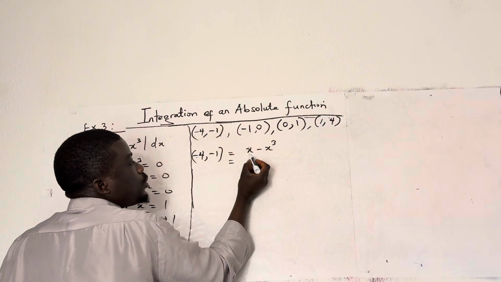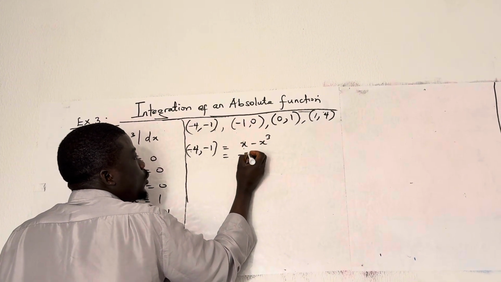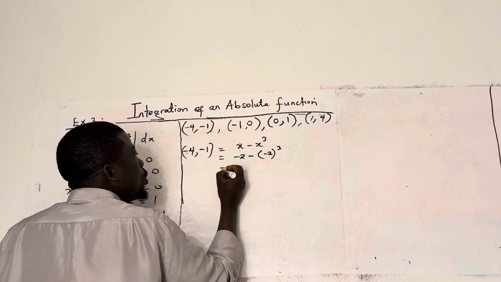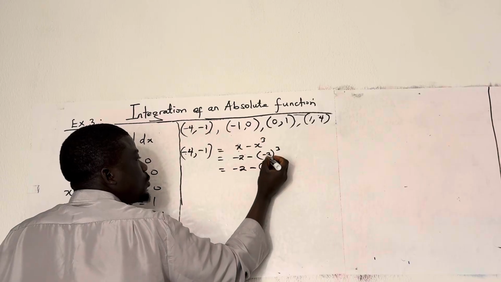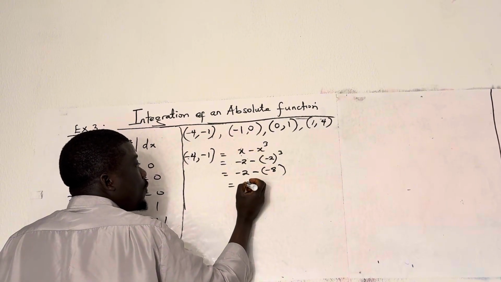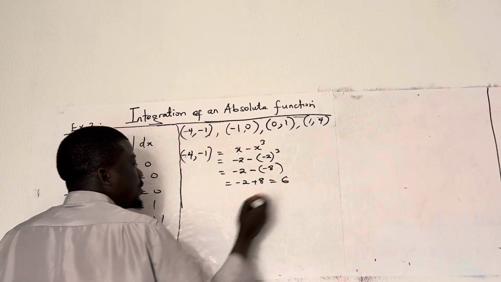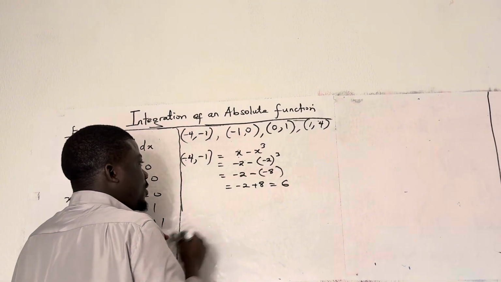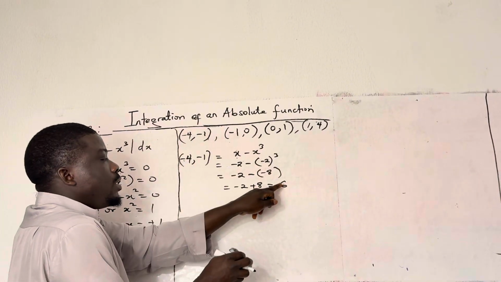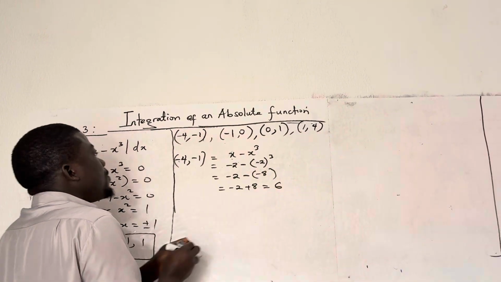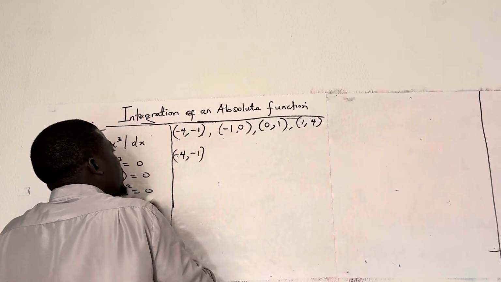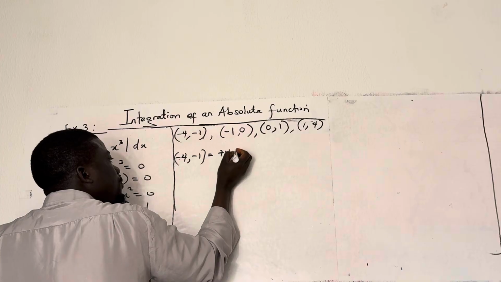If you substitute minus 2 here, we have minus 2 minus minus 2 all cubed. Where we have minus 2 minus, if you do this, we have minus 8. At the end of the day, we have minus 2 plus 8. That will be equal to 6. So we got positive. At the point of minus 4 to minus 1, we got positive, which is plus 6. So this is positive.